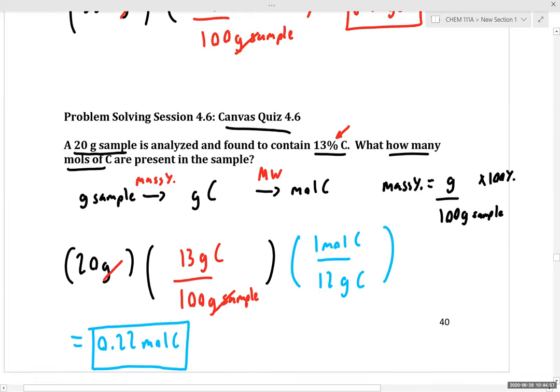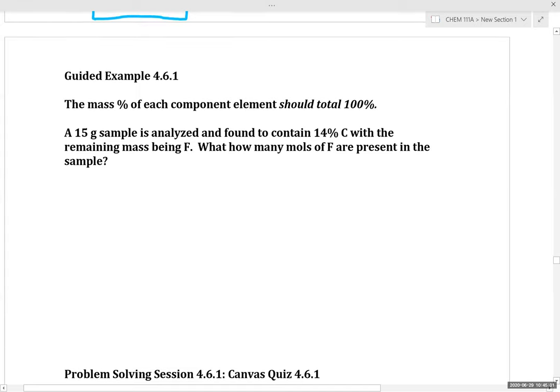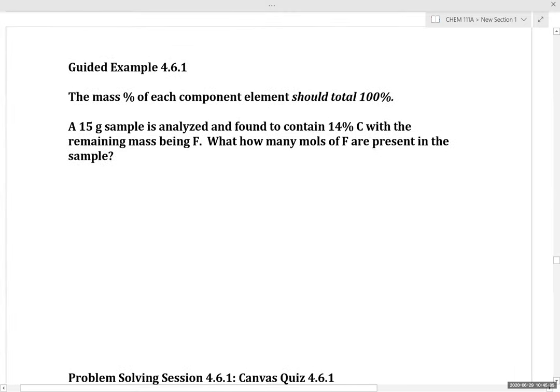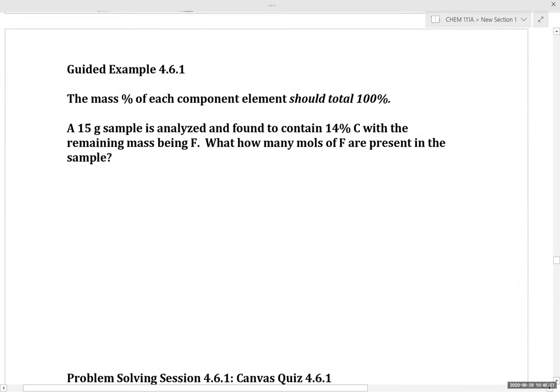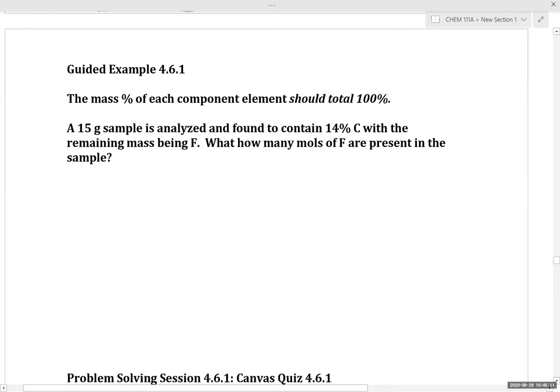Okay, so let's keep going now. And let's do another guided example. Keeping in mind, remember when we talked about mass percentage, we recalled quite clearly that the mass percentage of each component element should total to 100%. So let's see how we can apply that idea.